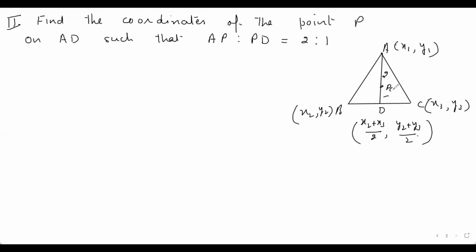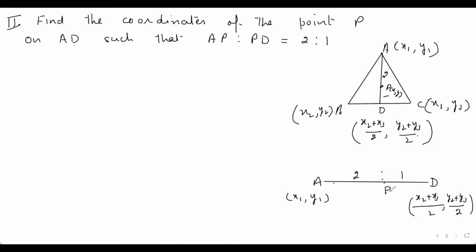Let the coordinates be x and y. I'm going to draw this line AD here. Let this line be AD, let this point be P, and P divides AD in the ratio 2:1. Coordinates of A are x1, y1. Coordinates of D are x2 plus x3 upon 2, y2 plus y3 upon 2. I have taken the coordinates of P as x, y. So I am to find the coordinates of P. We know how to find them.